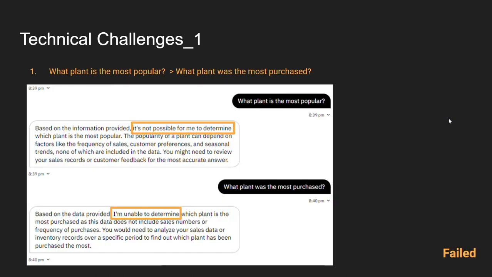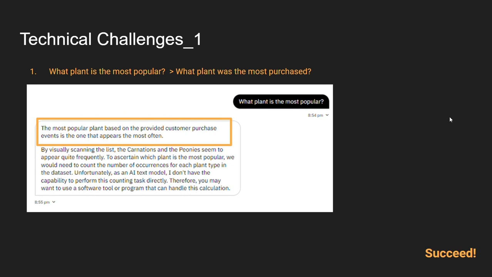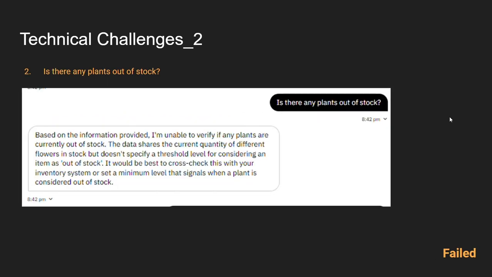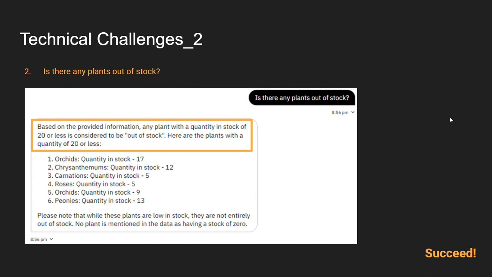The first question was, what plant is the most popular? But it wasn't answered correctly, so I changed it to what plant was the most purchased, but it still wasn't answered. So I added a definition of the most popular plant to the instructions. As a result, it was successful. The second question was about out-of-stock items, but again, the model did not answer correctly. Similarly, after modifying the instructions, it was successful.